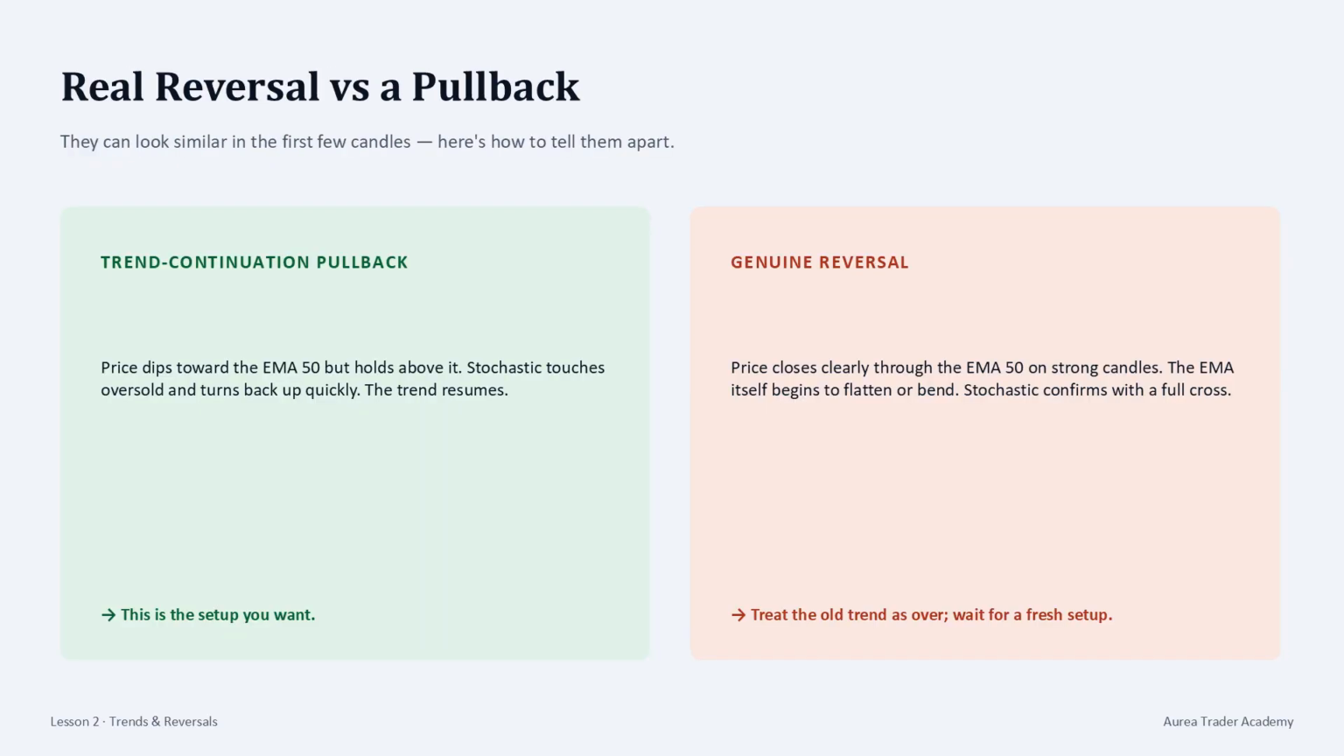One of the hardest skills here is telling a pullback from a real reversal, because in the first few candles they can look identical. A trend continuation pullback: price dips toward the EMA 50 but holds above it, the stochastic touches oversold and turns back up quickly, and the trend resumes. This is the setup you want. A genuine reversal: price closes clearly through the EMA 50 on strong candles, the EMA itself starts to flatten or bend, and the stochastic confirms with a full cross. Treat the old trend as over, and wait for a fresh setup.